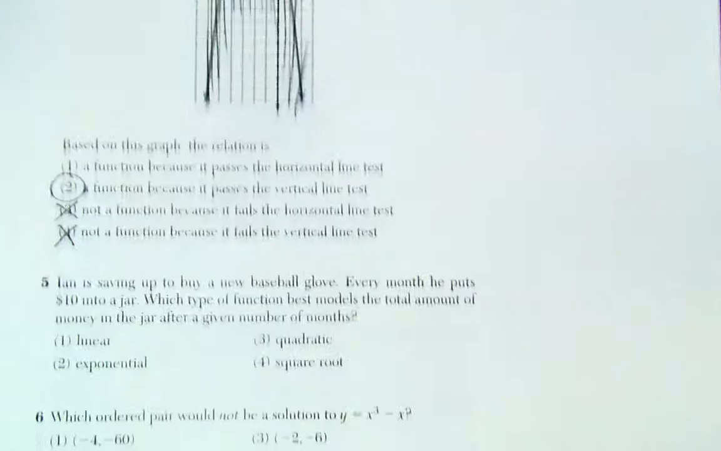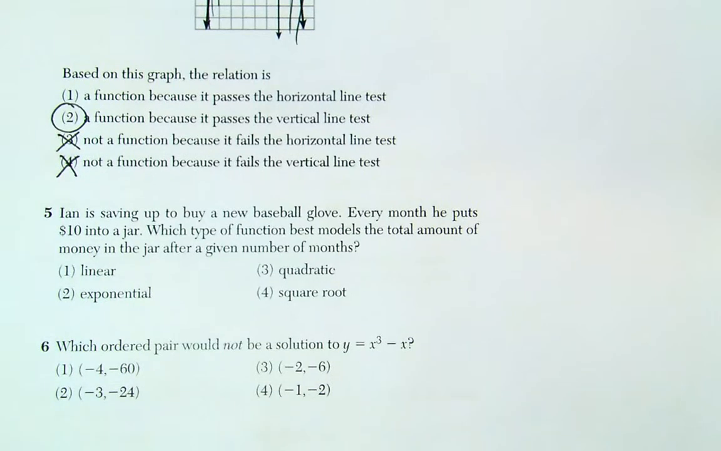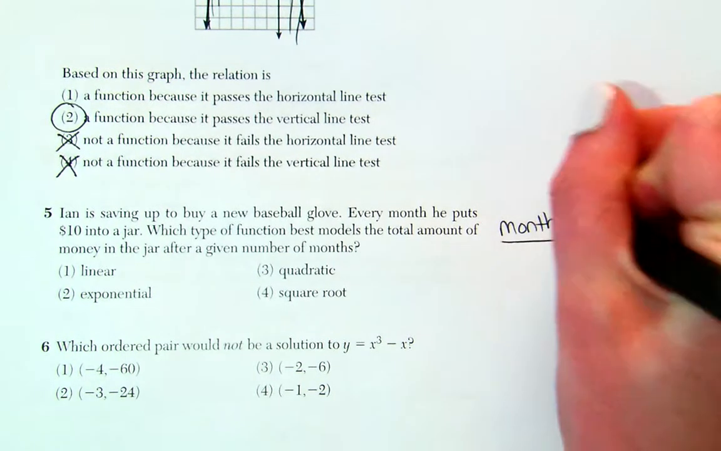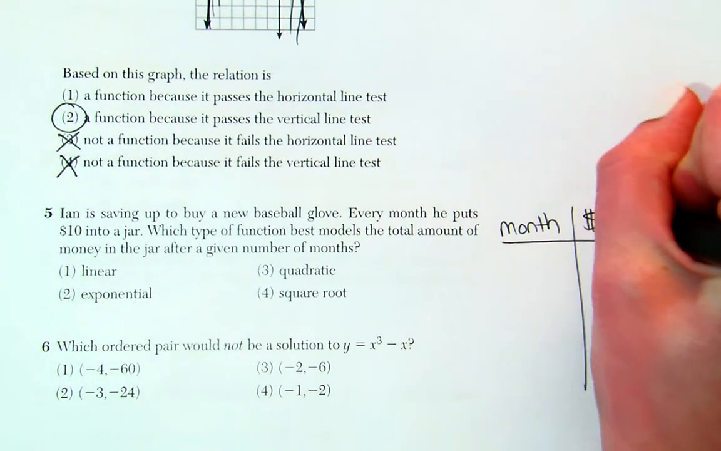So let's take a look at number 5. Ian is saving up to buy a new baseball glove. Every month he puts $10 into a jar. Which type of function best models the total amount of money in the jar after a given number of months? So I would actually test this out and I would write a table. So I have the month and then the amount of money in the jar.